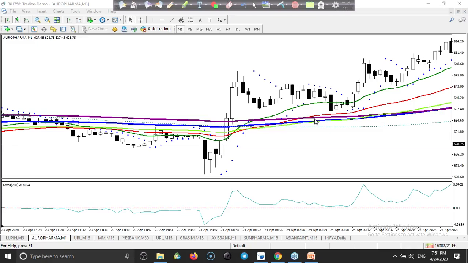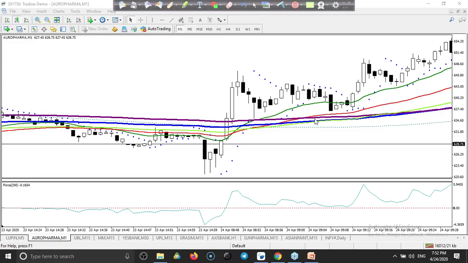MA versus MACD is another chapter, so I'll explain later. Let me check my query. What is the time? I use the 1 minute, and I just take one or two trades, taking 5% to 8%, and then just come out from the market.